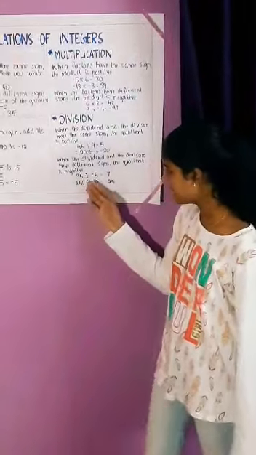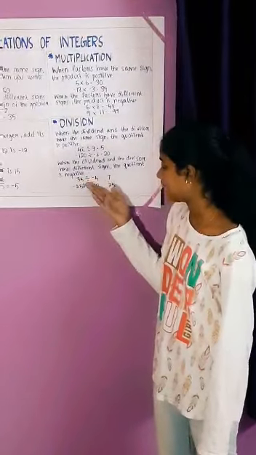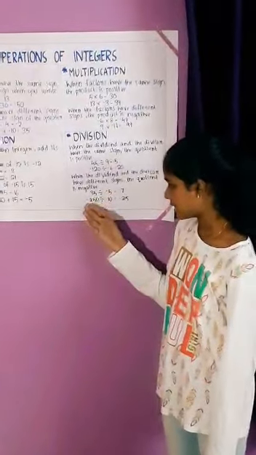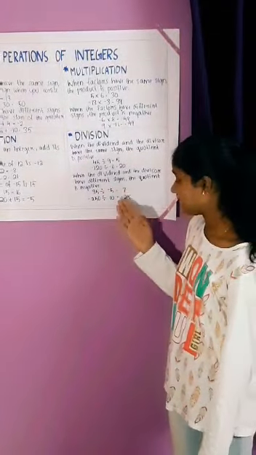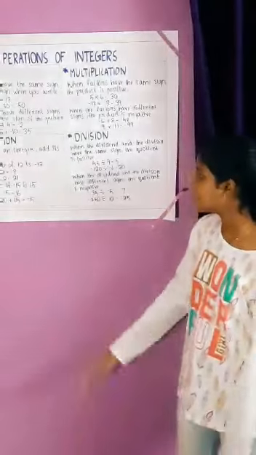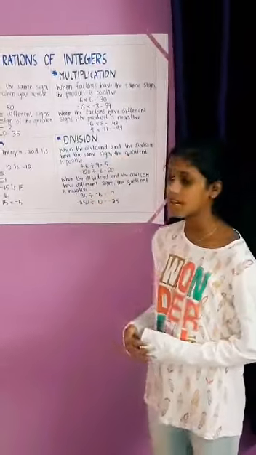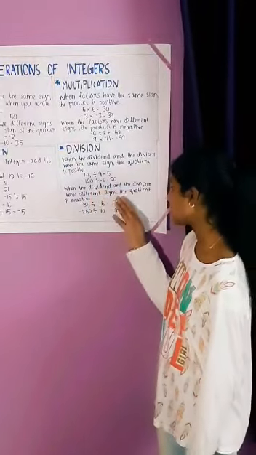Let's look at some examples, that is positive 35 divided by negative 5 is equal to negative 7. And one more example, negative 250 divided by positive 10 is equal to negative 25. So let me explain one more time. When the dividend and the divisor have the same sign, the quotient is positive. And when the dividend and the divisor have different signs, the quotient is negative. That's all about operations of integers. Hope you all have a clear idea of what integers are and their operations.